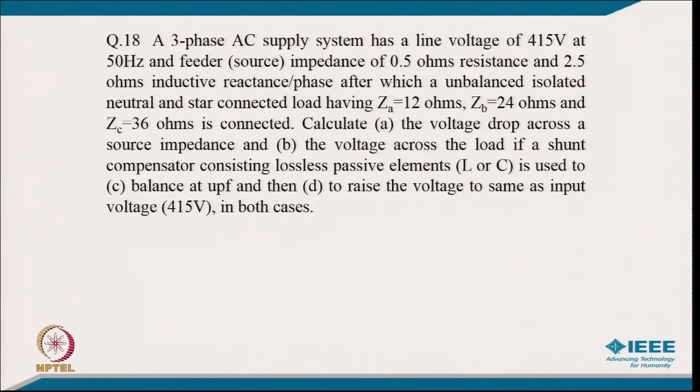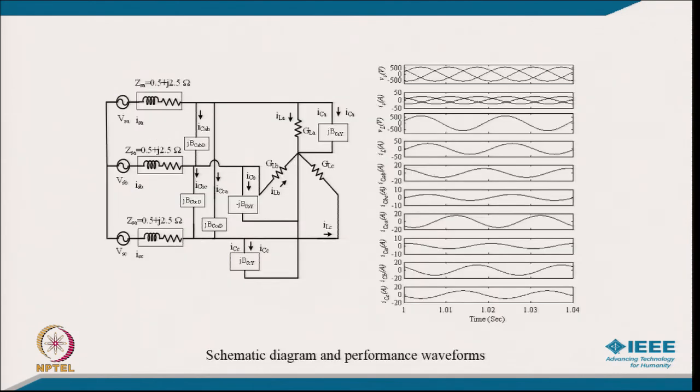So, coming to another example, 18. A 3 phase AC supply system has a line voltage of 415 volt at 50 hertz and a feeder impedance of 0.5 ohm resistance and 2.5 ohm inductive reactance, after which an unbalanced isolated star connected load having ZA equal to 12 ohm, ZB equal to 24 ohm, and ZC 33 ohm is connected. Calculate, A, the voltage drop across the source impedance, and the voltage across the load if a shunt compensator consisting of lossless passive elements is used, balanced at unity power factor, and then raise the voltage to the same 415 volt in both the cases. So, we are having power factor correction as well as load balancing, and after that the voltage regulation.